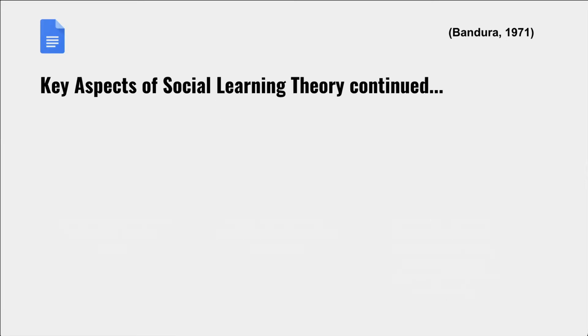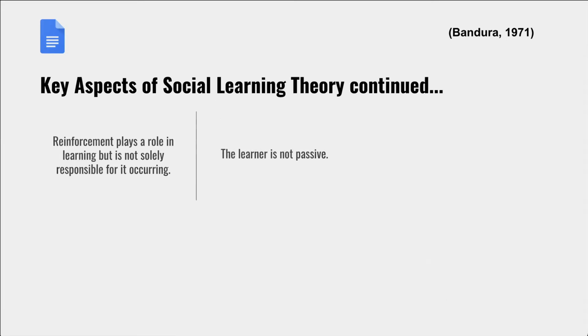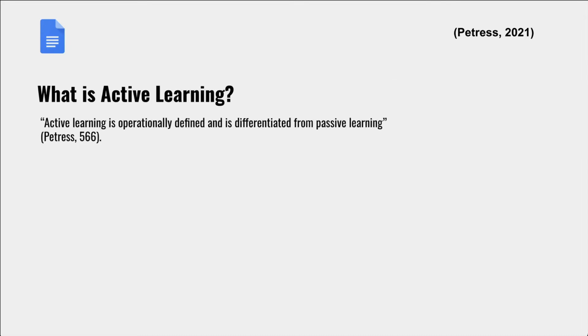Now, when it comes to additional key aspects of social learning theory, there are two more that I'd like to state. One, reinforcement plays a role in learning, but it's not solely responsible for it occurring, right? And then also, the learner is not passive, which leads us right into another theory that is directly associated with this. So, what is active learning? Active learning is operationally defined and is differentiated from passive learning. A lot of times, active learning is typically defined as being not passive.